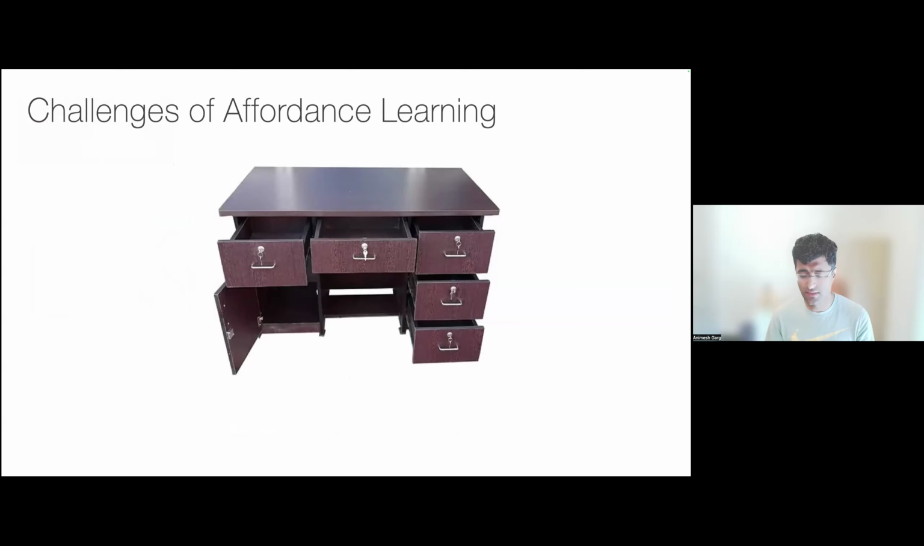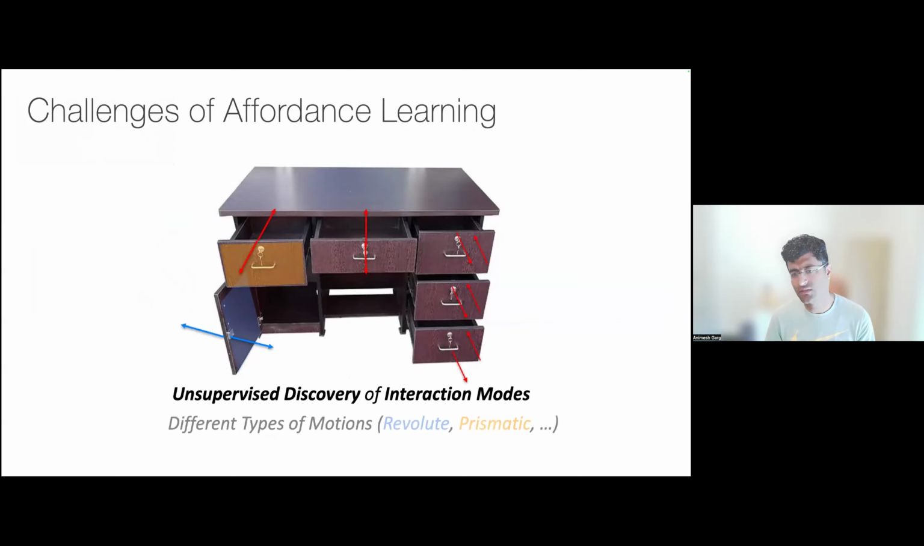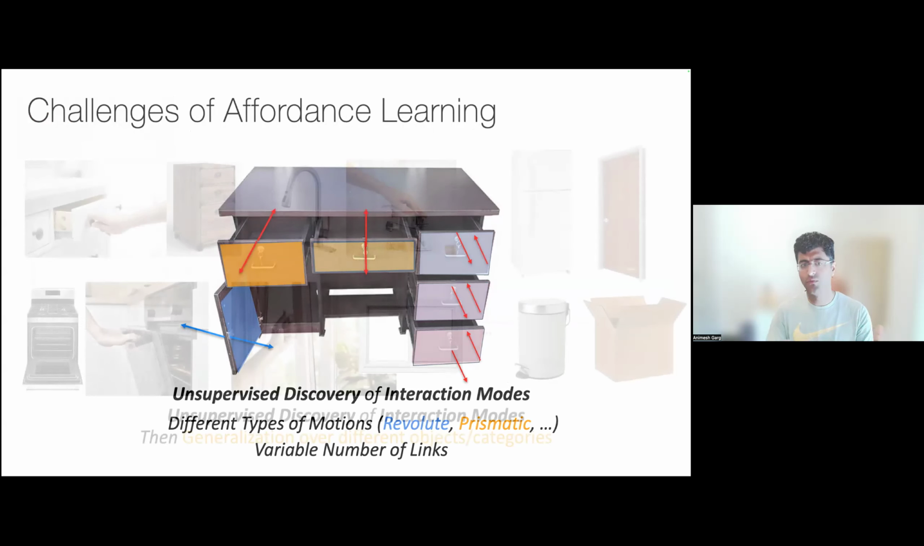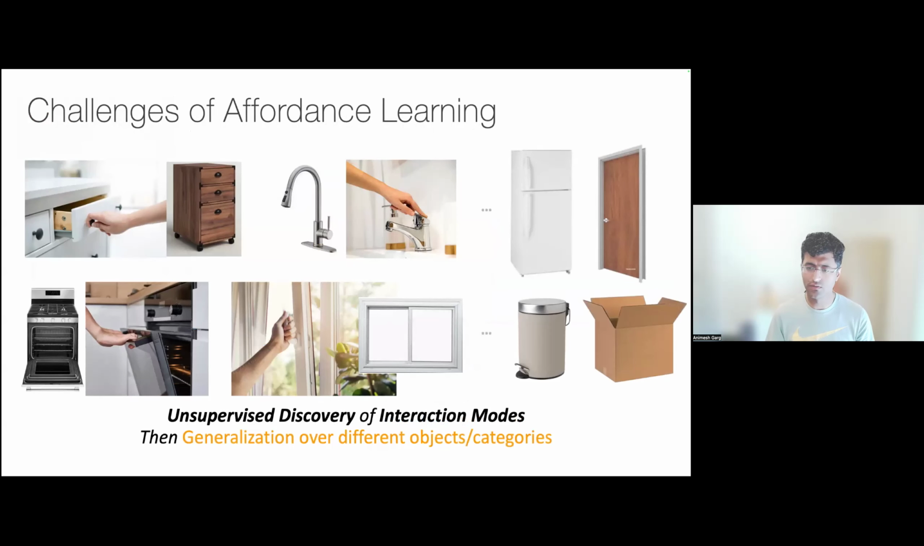So let's take this as an example. This is an object. If I were to show this to you and ask what the possible modes of interaction are, or what you can do with this object, most people in the room might say that each of these parts might have a separate motion. Maybe there are 6 of these independent entities, and each of them moves in 2 directions, right? And of course, we want to take this idea and generalize it to all sorts of objects, whether it's drawers, doors, faucets, and all sorts of stuff.